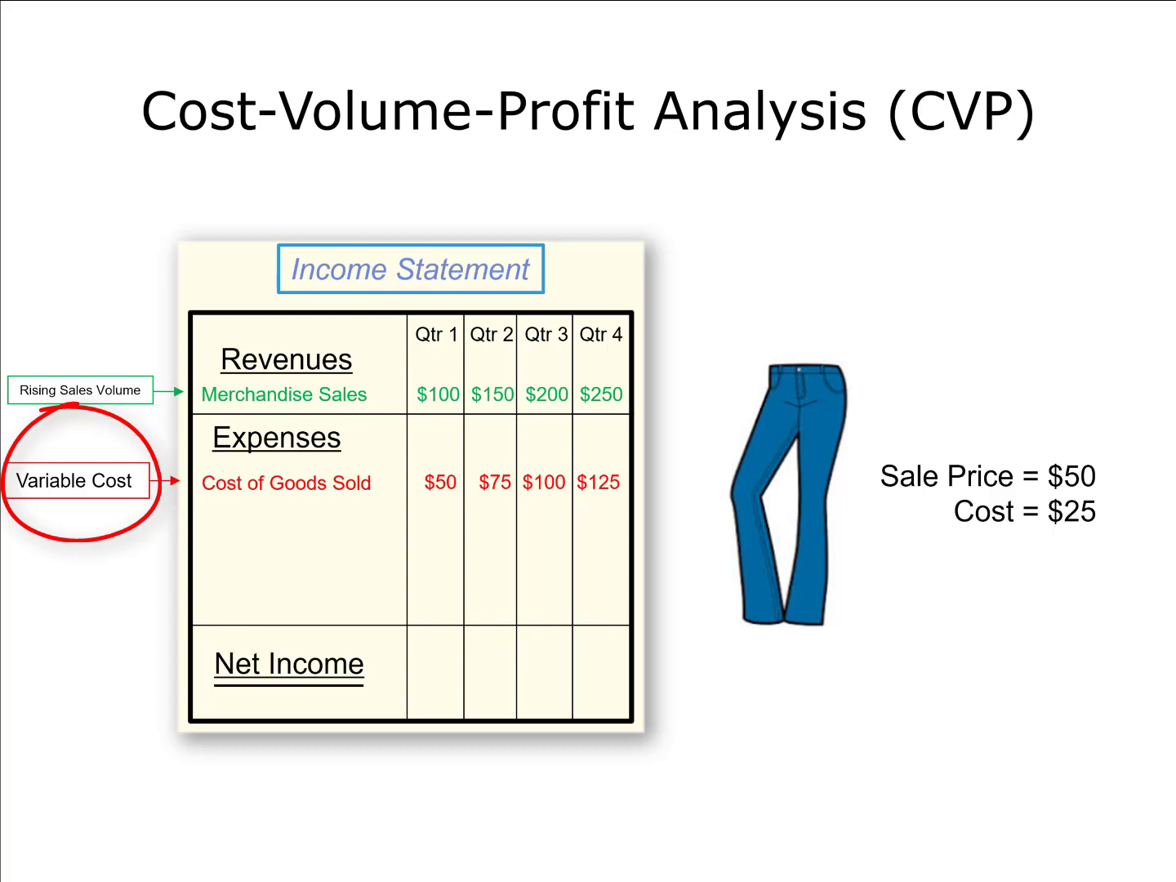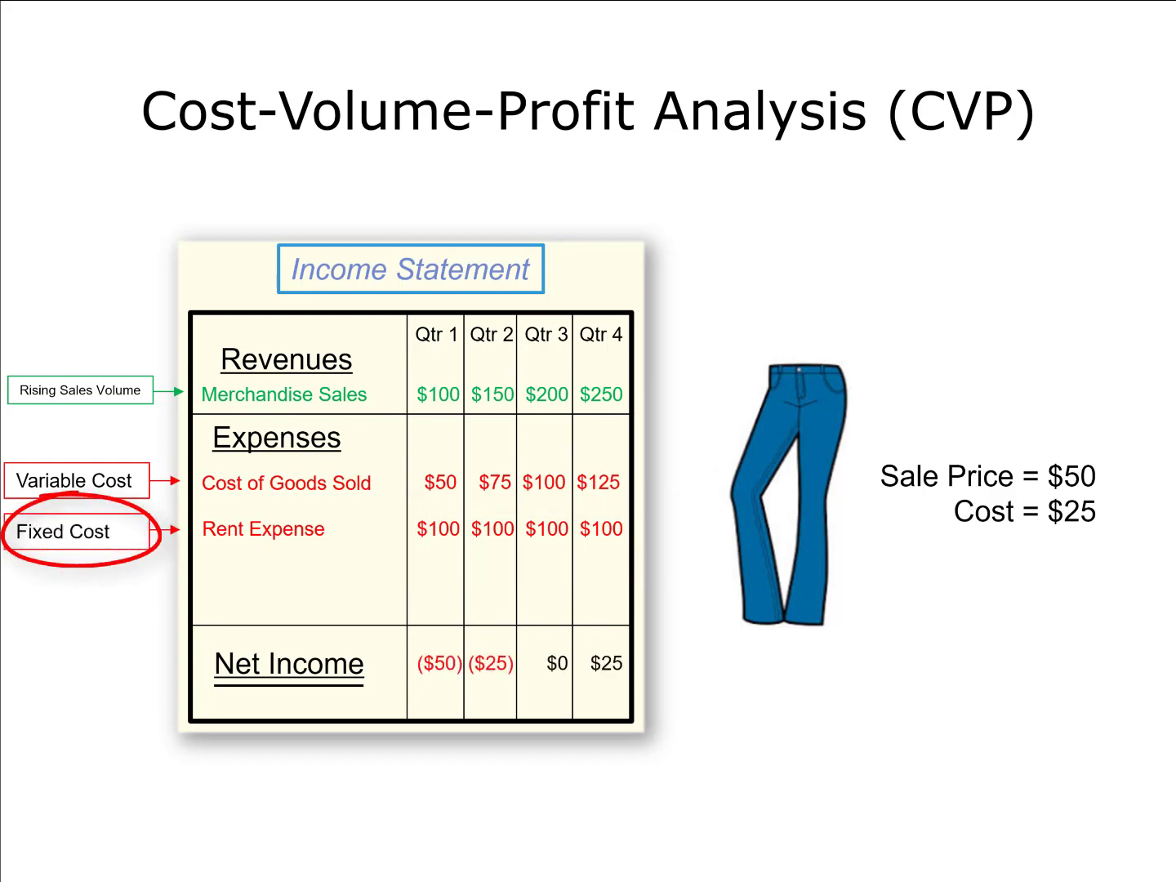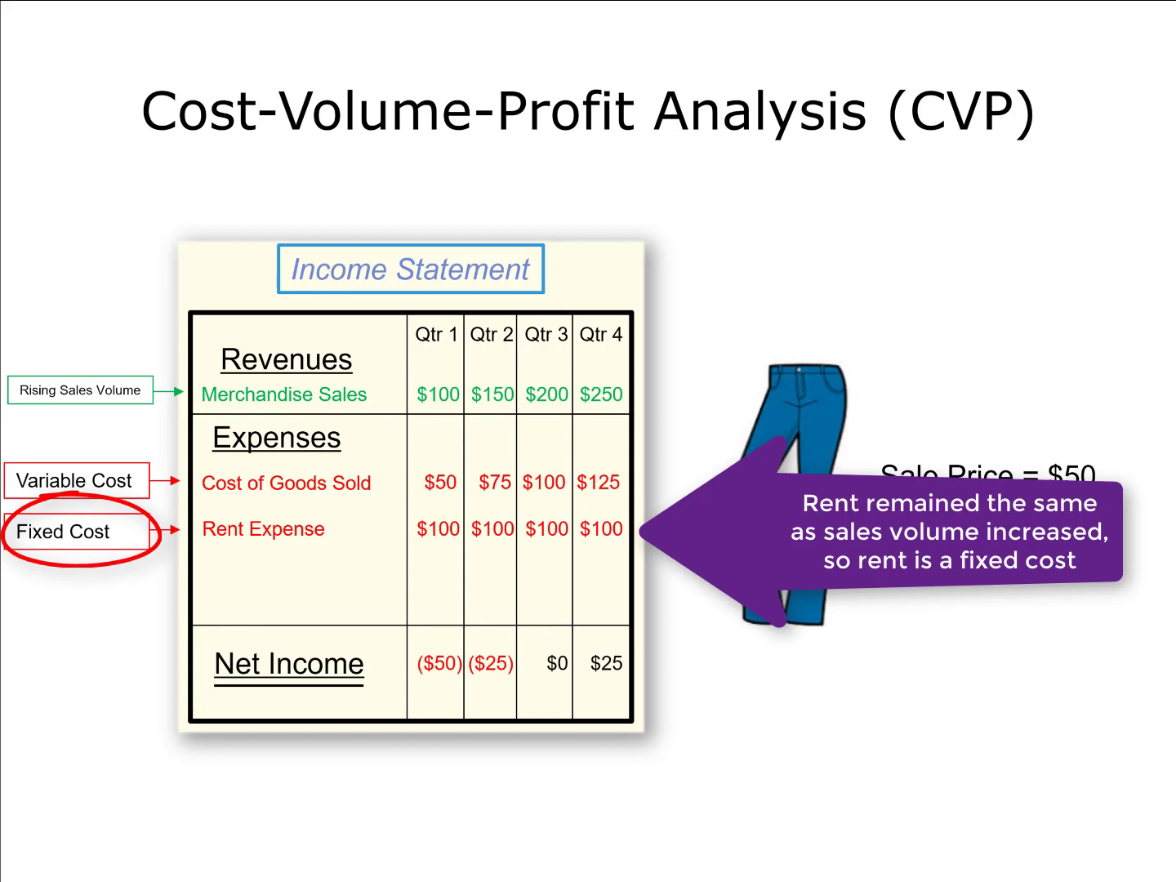Now let's look at another cost, rent. Let's say that Lisa's parents charge her $100 rent per quarter to use the garage for her business. Because this cost does not change as the volume of jean sales changes, it's considered a fixed cost, because changes in sales volume do not affect the cost. Whether she sells 0 jeans or 50 jeans, rent will still be $100 per quarter. Using cost volume profit analysis, Lisa could determine how many jeans she would need to sell to make a profit.